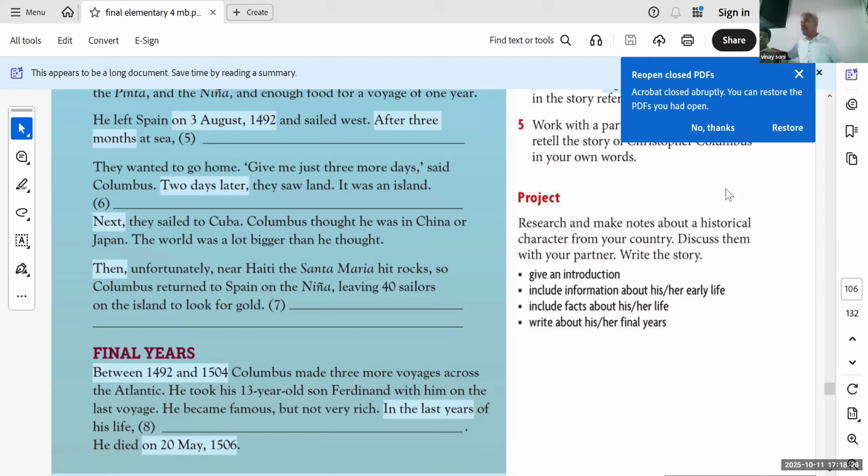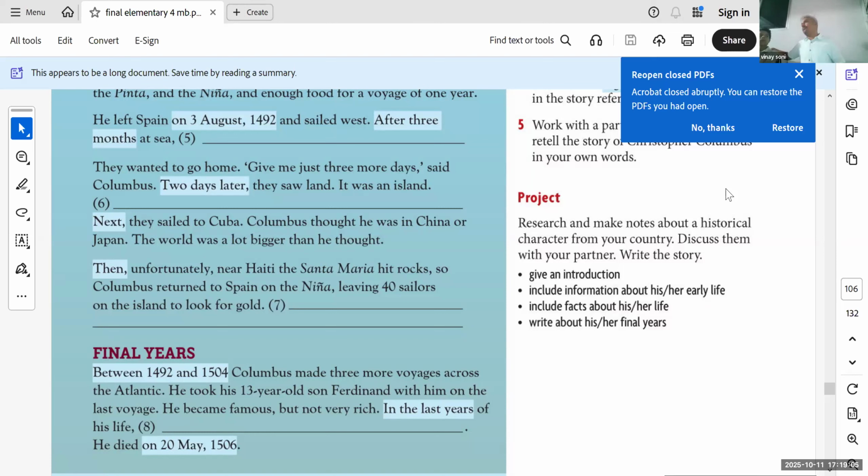So after they found San Salvador, next, they sailed to Cuba. Remember? And what did he think? He reached China or Japan. A silly person. He had no idea how big this world was. He was only in Cuba and he thought he was in China or Japan. The world was a lot bigger than he thought.